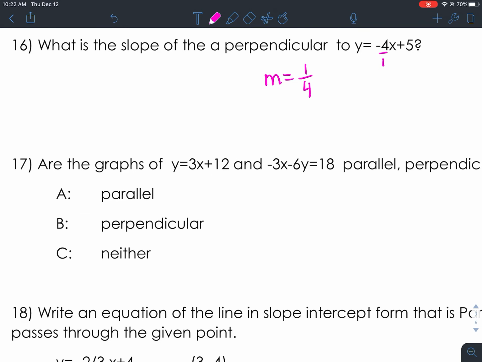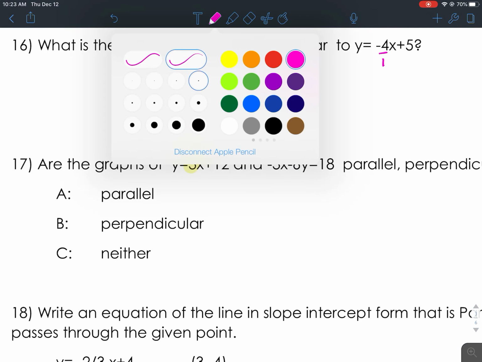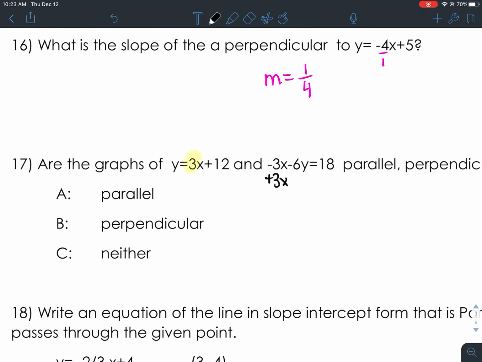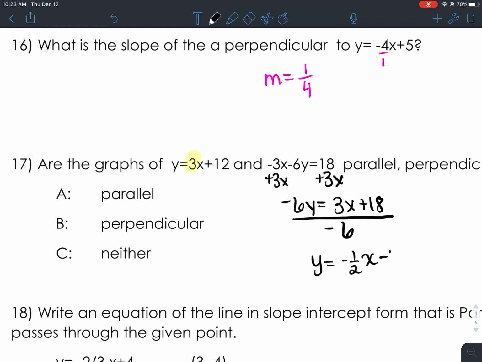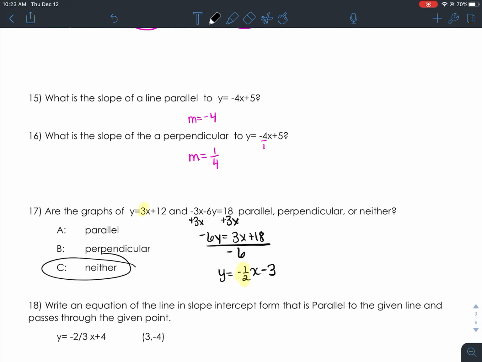All right, are the graphs parallel, perpendicular, or neither? You cannot compare them until they're both in y equals. So right now, this one is in y equals, and my slope is 3. This one I have to solve for y first. So then I have to divide everything by -6, and I get y equals -1/2 x minus 3. So this one, the slope is -1/2. There's nothing in common. If that was -1/3, then they would be perpendicular, but it's just neither. They're just intersecting lines. They don't intersect at a right angle.